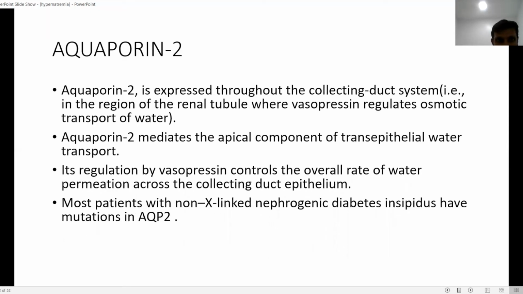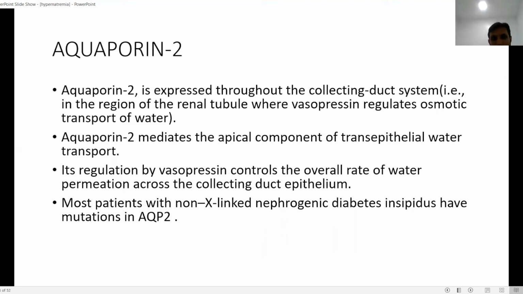The most important channel is aquaporin 2. It is expressed throughout the collecting duct system, the region of renal tubules where vasopressin actually regulates the osmotic transport of water. It mediates the apical component of transepithelial water transport. Its regulation by vasopressin controls the overall rate of water permeation across the collecting duct epithelium.